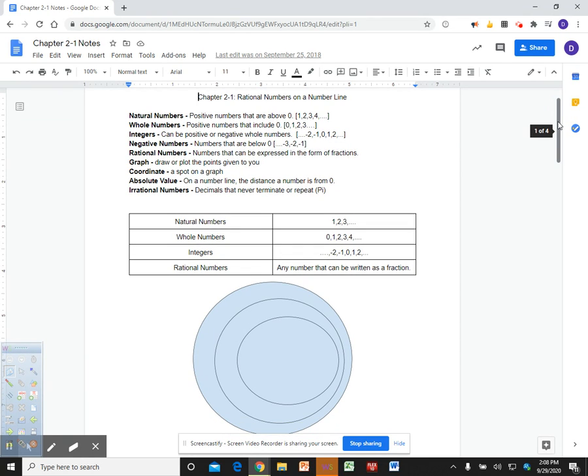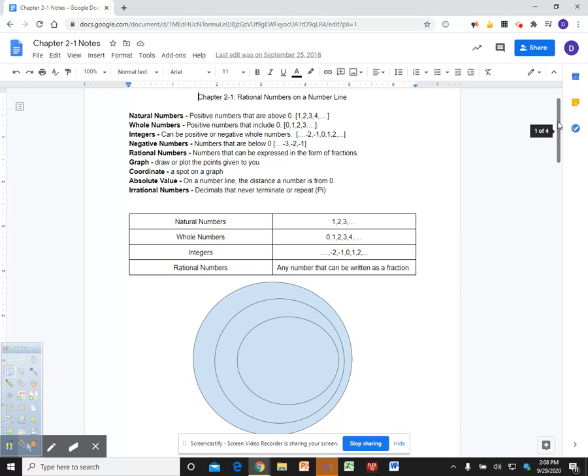So some words of vocab we need to talk about is natural numbers. A natural number is any positive number above 0, like 1, 2, 3, 4, and it is a whole number, I should say. A whole number is any number including 0, does not have a fraction, does not have a decimal point. It is just a whole number.